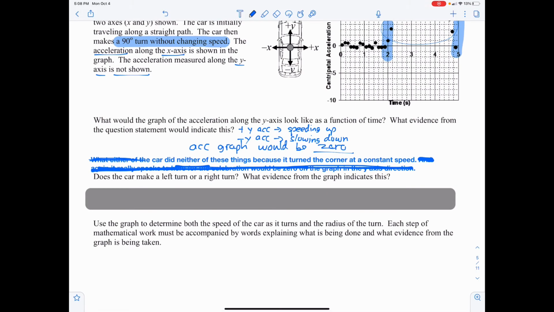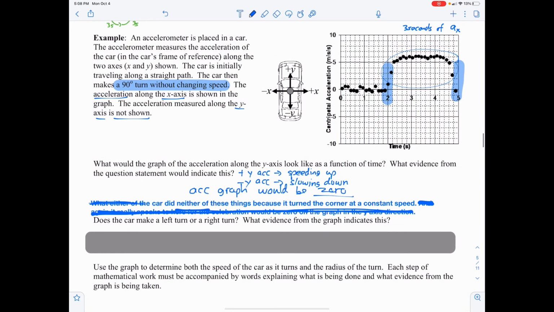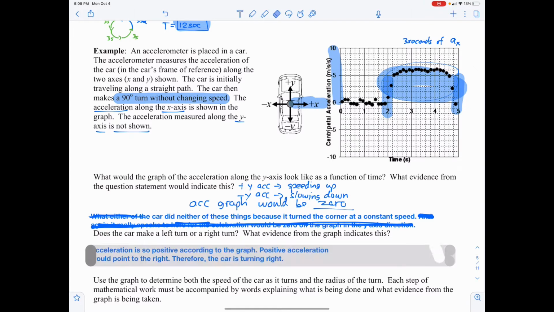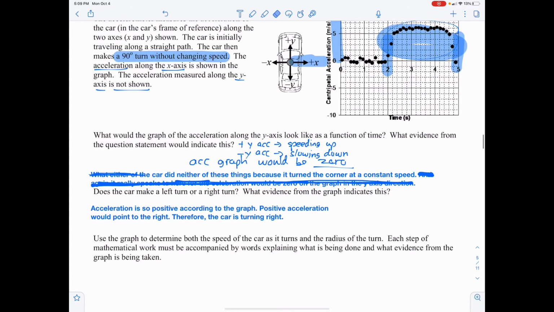Does the car make a left turn or right turn? What evidence suggests this? Well, as we saw earlier, that is all acceleration in the positive x direction. Positive x goes to the right, therefore acceleration is positive, and therefore the car is turning to the right.